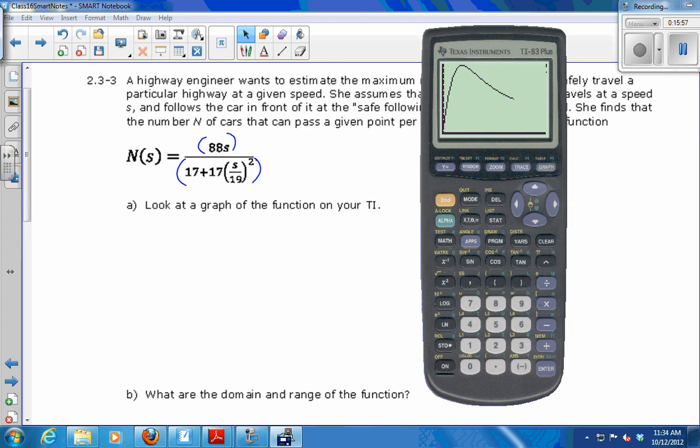Oh, that seemed like a pretty good guess. So that does match our intuition of what we thought. We thought that the faster the cars go, the more are going to go by a particular spot per minute, until a certain point when the following distance makes it so that you can't have cars go by that fast.